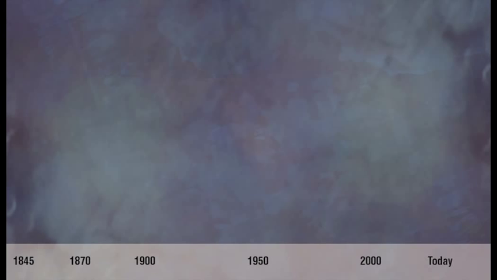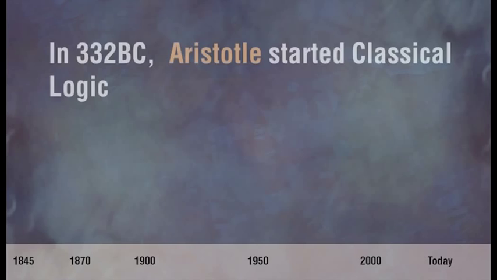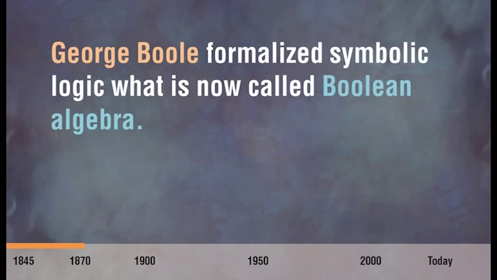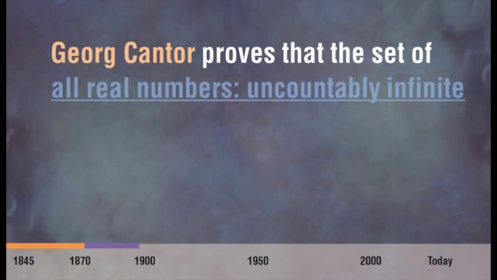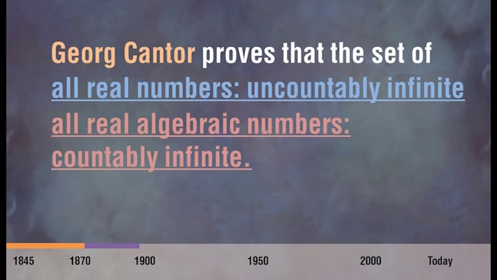Let us take a brief look at the timeline of classical logic's development. 322 BC, Aristotle started classical logic. 1847, George Boole formalizes symbolic logic in the mathematical analysis of logic, defining what is now called Boolean algebra. 1874, George Cantor proves that the set of all real numbers is uncountably infinite, but the set of all real algebraic numbers is countably infinite. His proof does not use his famous diagonal argument, which he published in 1891.